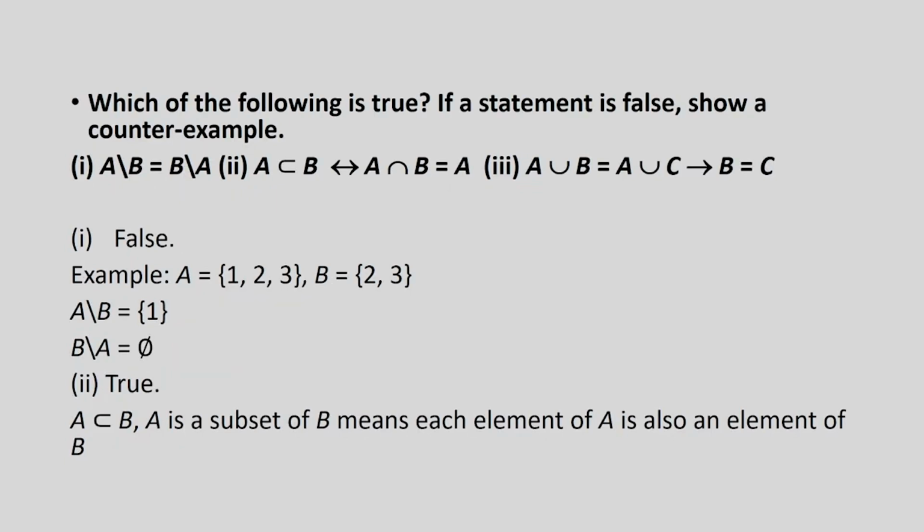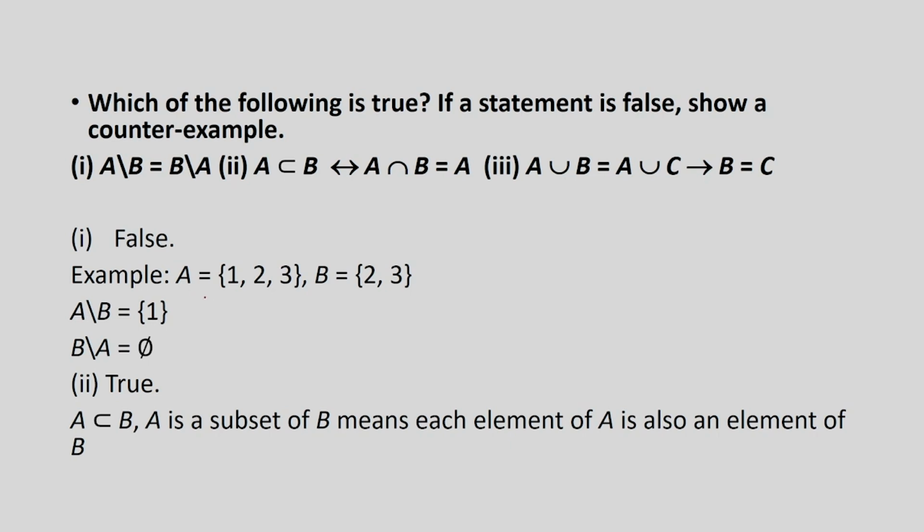Okay, this is again a problem from the sets. Which of the following is true? If a statement is false, show a counter example. A minus B is equal to B minus A. Whether it is false or true, that we have to say. If we think it is a false statement, then we have to show a counter example where this statement is not valid. Okay, A minus B is equal to B minus A.